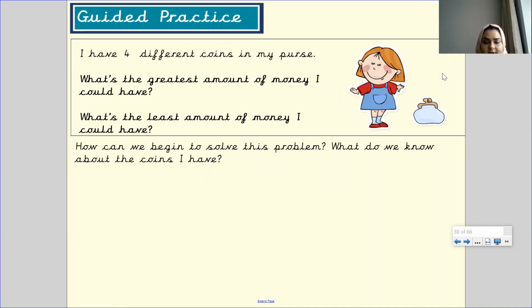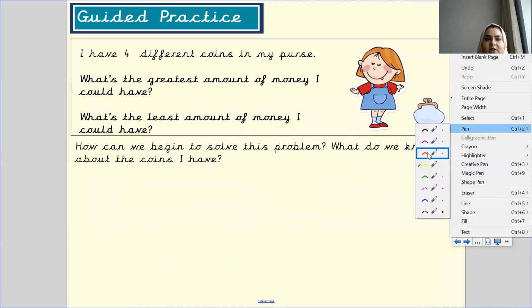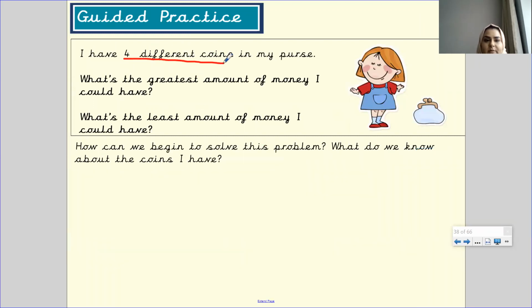Okay, it says I have 4 different coins in my purse. What's the greatest amount of money I could have? And what is the least amount of money I could have? So what I would like you to do is think about all the coins that we have. Just pause the screen now and think about all the coins that we have. Then think about the smallest coin value and the largest coin value.